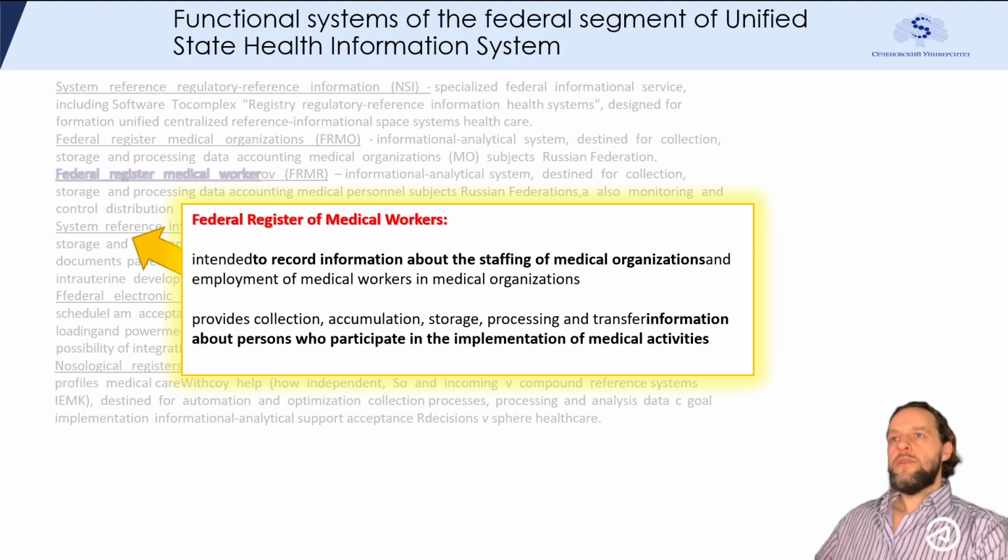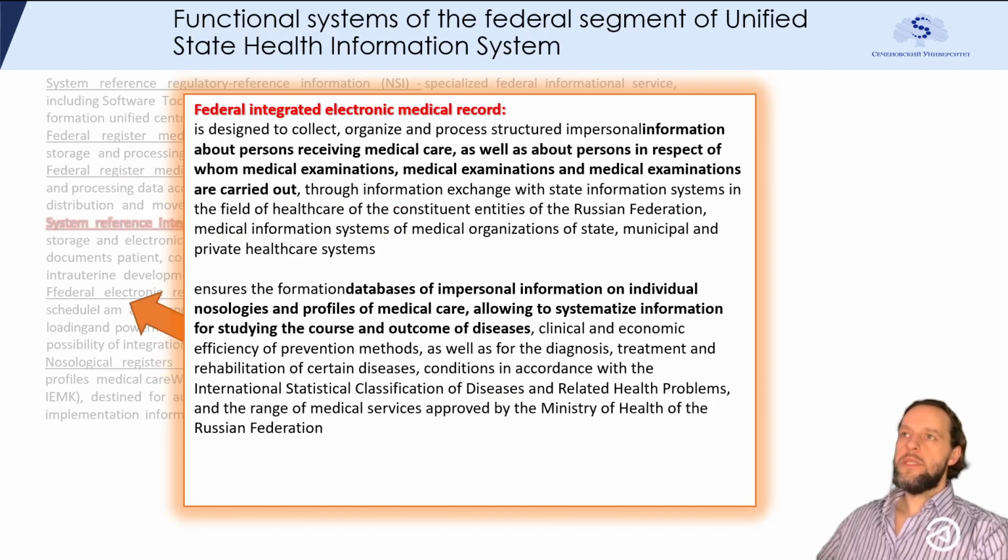In Federal Register of Medical Workers, we will have information with detailed data on staffing, their education, specialization, and all the related issues. Federal Integrated Electronic Medical Record is a collection of information about persons receiving medical care, as well as about persons in respect of whom medical examinations and medical tests were carried out.